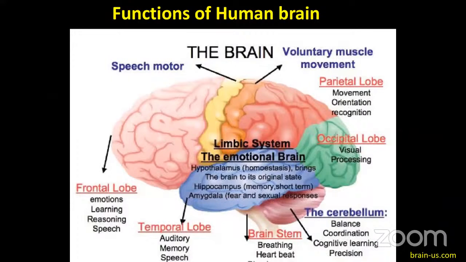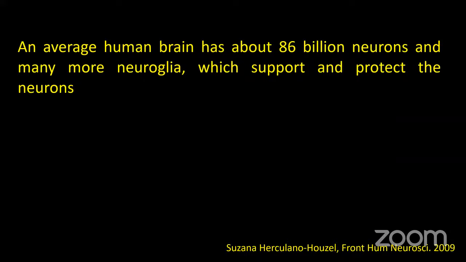The cerebellum here is involved in balance, coordination, and cognitive learning. And the brainstem helps in keeping the heartbeat and breathing proper. A human baby is born with about 86 million neurons and many more neuroglia that support and protect the neurons. If you want to see this in numbers, this is how it looks. So these many neurons and more neuroglia.